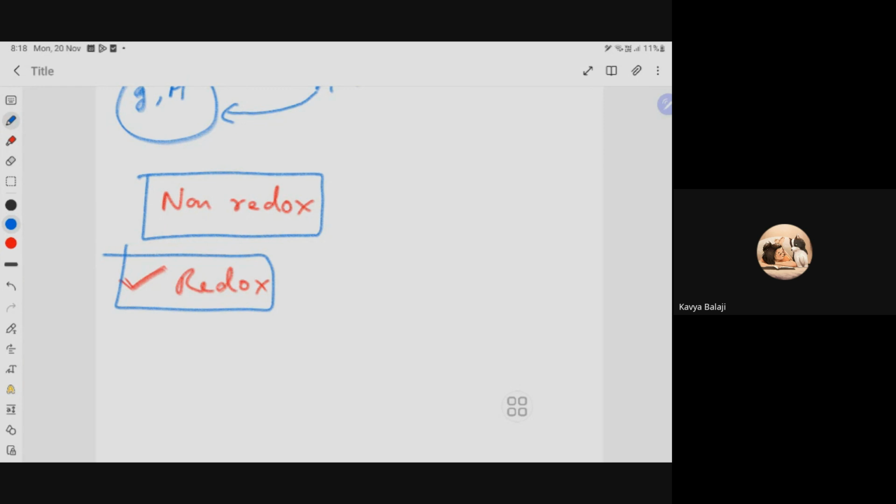What do you mean by redox, people? Change in oxidation state, of course. Absolutely right. So what is reduction and what is oxidation? Reduction is the decrease in oxidation number, while oxidation is the increase in oxidation number.